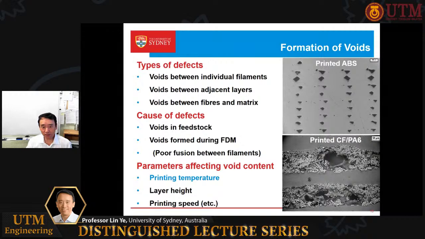Then you may also have voids formed during the deposition. So in terms of the manufacturing technique, you may have a printing temperature, printing height, printing speed, the environment temperature, or the pressure from the printing nozzle, all of which have an influence. That's a big parameter space, many parameters.